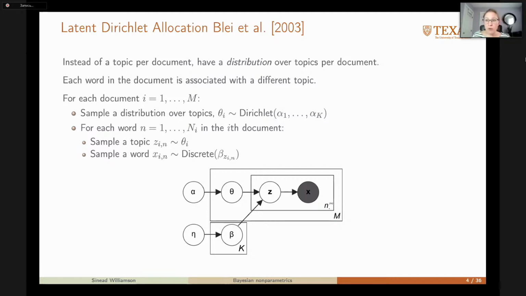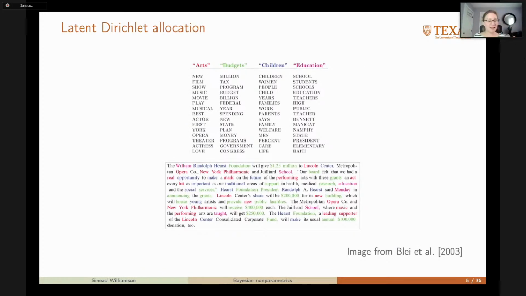And what happens when we infer this, because we have these shared topics that are shared across the documents, we end up learning sort of semantically interpretable topics, because it's sharing information across the documents, and it's putting words that often appear together into the same topics. So this is a picture that I've shamelessly stolen from the original Latent Dirichlet allocation paper.